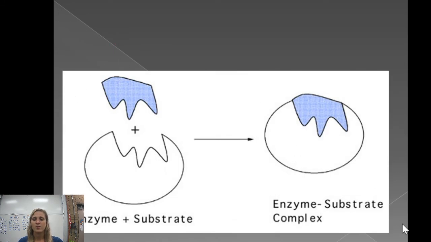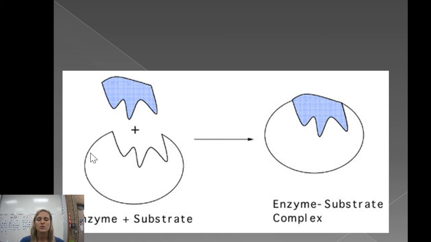This is an example of the lock and key model. So this is giving you a picture of what an enzyme and substrate look like. It's not real, like this isn't a perfect picture of what happens in your body, but it is a rendering of how you can think about it. So if you're looking at an enzyme, we have the enzyme down here, and this is the substrate, the reactant. It's what the enzyme is acting on.